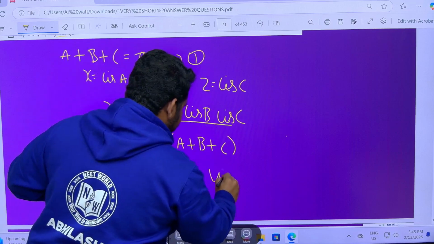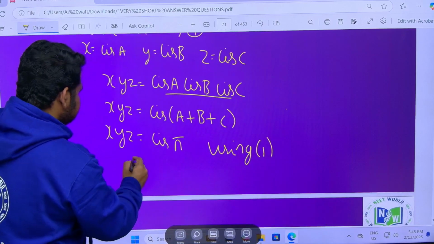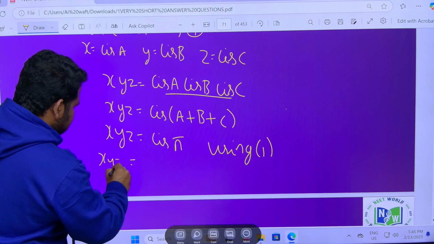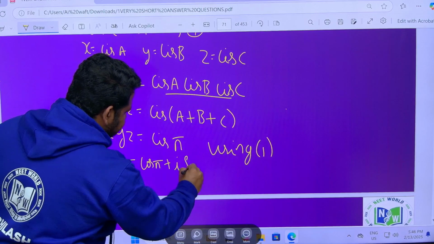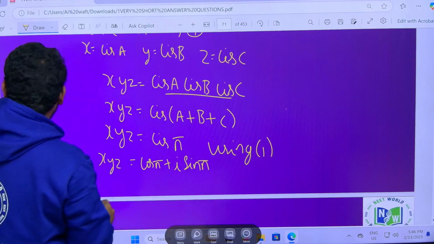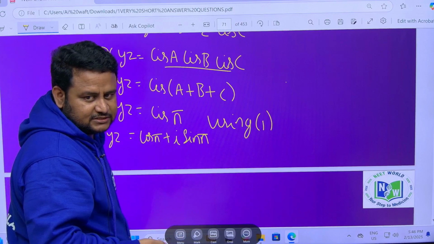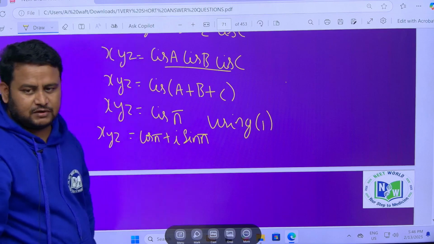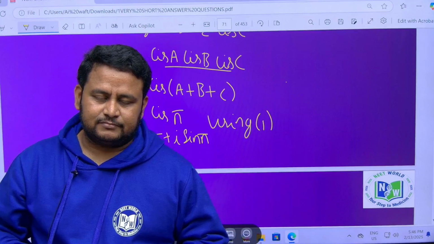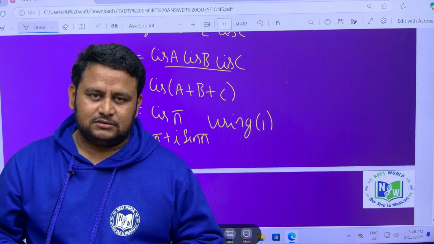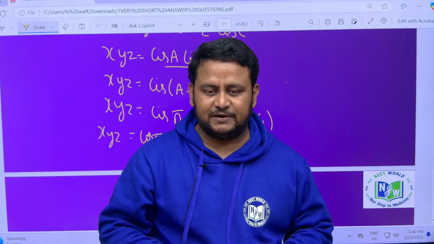Here you can write using 1. We got cis pi, which can be represented as xyz equal to cos pi plus I sin pi. Cos of odd pi is equal to plus 1, cos of even pi is equal to minus 1? No, that is not true. You should remember that cos of odd pi is equal to minus 1, and cos of even pi is equal to plus 1.